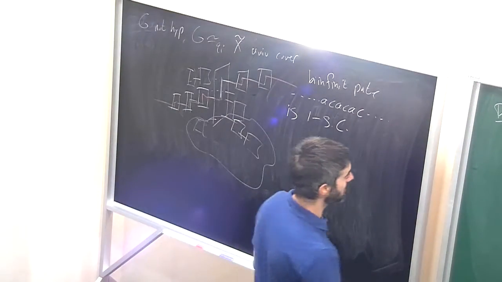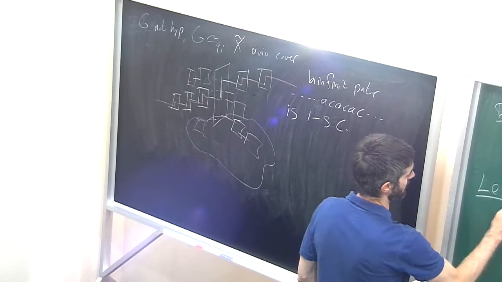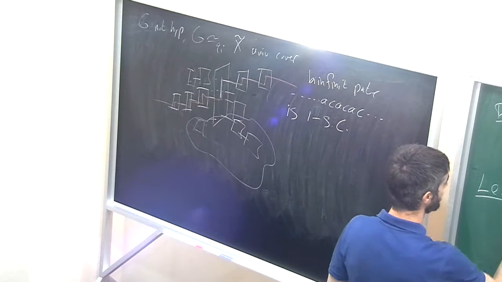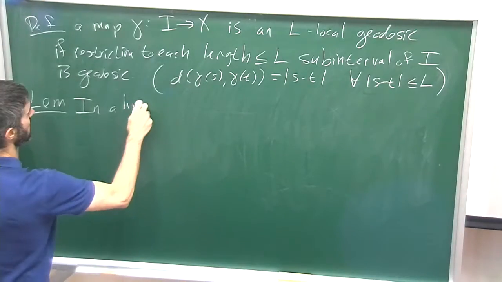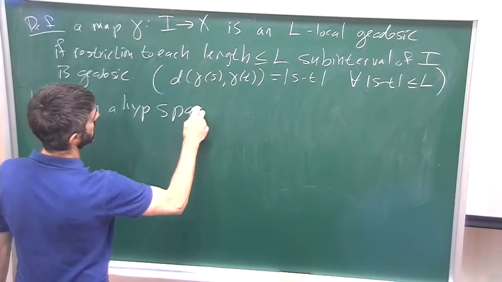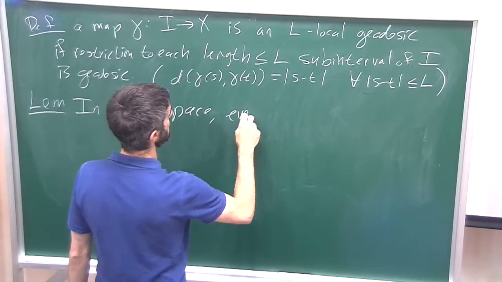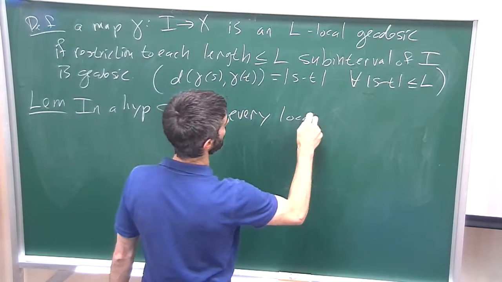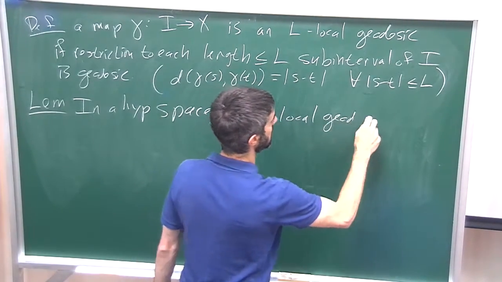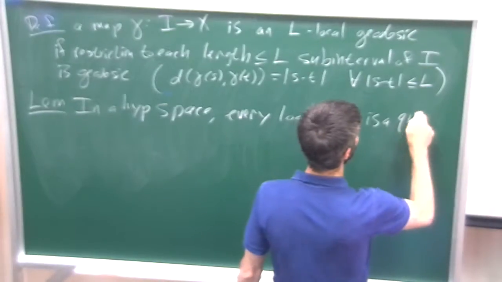Okay, so here's a lemma that I guess I'll prove. In a hyperbolic space, every local geodesic is a quasi-geodesic.